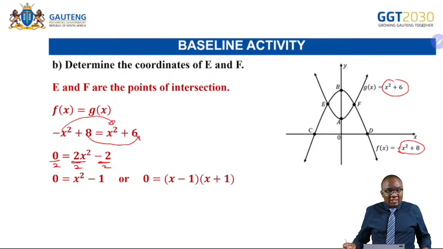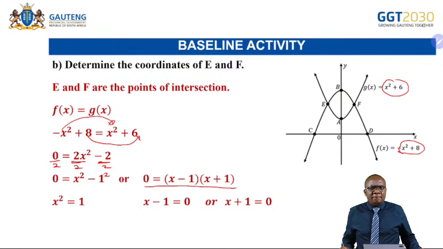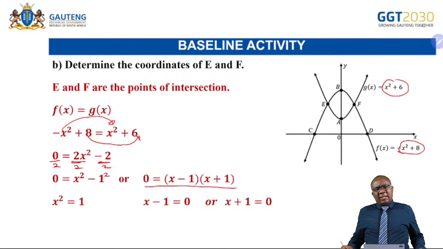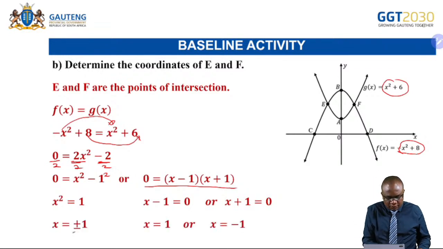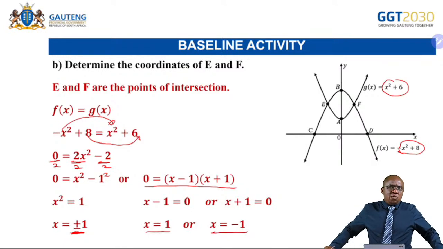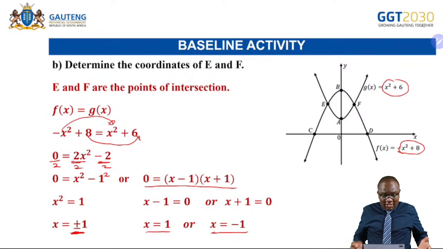Now we can use these methods. Difference of 2 squares, because this is actually 1, and 1 is a square number. Or you do this and square root both sides. You get positive or negative 1 for x, which is just the same thing. Okay? Are we done? Are we done, grade 10s? We found our answer: x is equal to 1 and x is equal to negative 1.